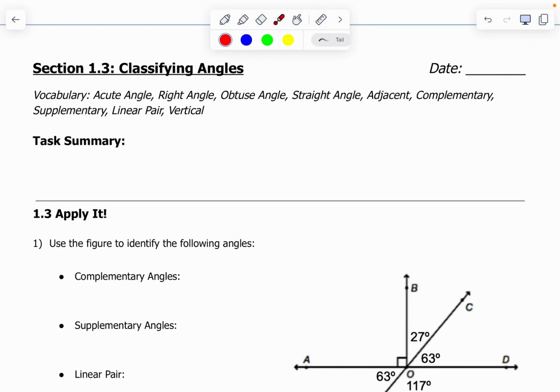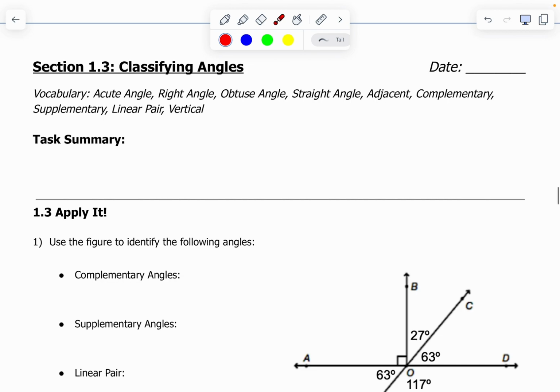Hey everyone, in this video we're going to talk about section 1.3, which is about classifying angles. Prior to watching this video, you should have taken all of these vocab words and written them in your glossary. Knowing how to define these words is going to be really important before we go through these examples. So if you haven't done that already, go ahead, pause this video, go back and do that, and then come back.